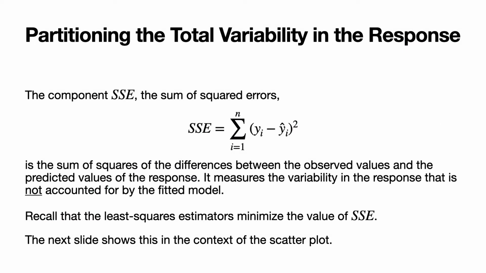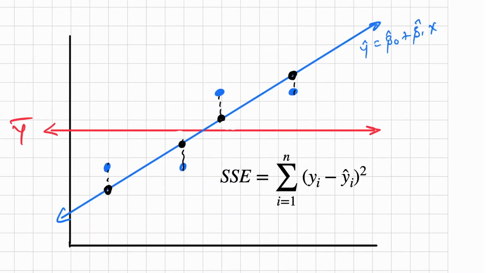The component SSE, which is the sum of squared errors, is the sum of the squares of the differences between the observed values and the predicted values of the response. This is a measure of the variability in the response that is not accounted for by the fitted model. Now recall that the least squares estimators were chosen to minimize this value. The next slide shows this in the context of the scatter plot.